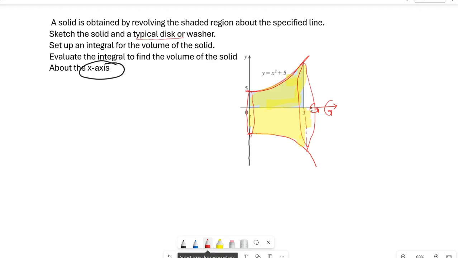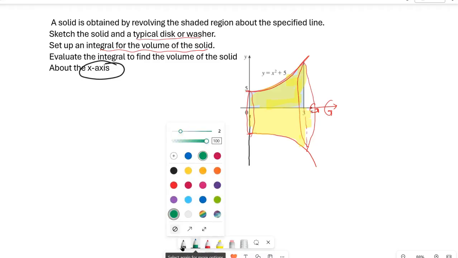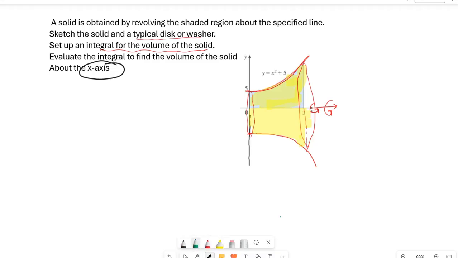Now a typical disk or washer method is used to find the volume as an integral. Okay, so how you do that is perpendicular to the axis of rotation. The axis of rotation was the x-axis. Perpendicular to that, you cut the solid like a saw, and you see that the cross section is going to be a circular shape. So that's going to be a disk in this case, not a washer, right?